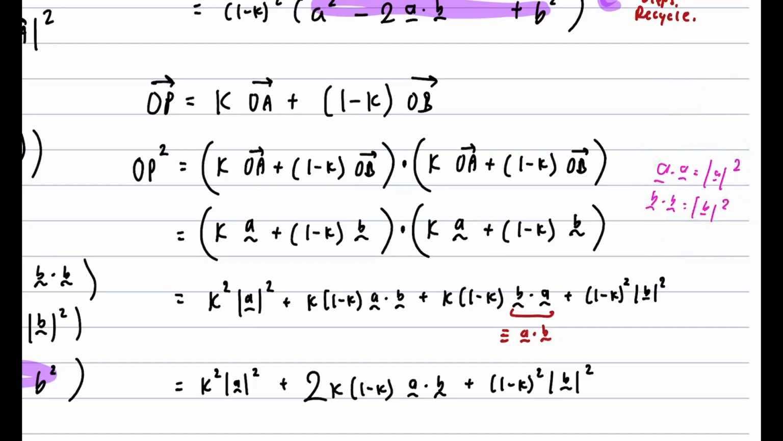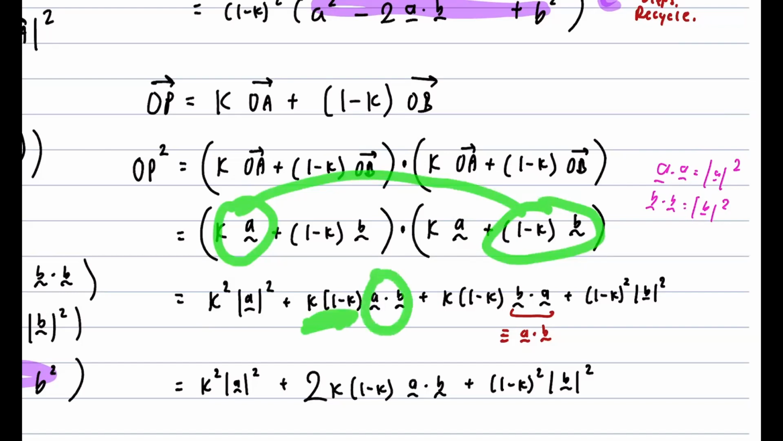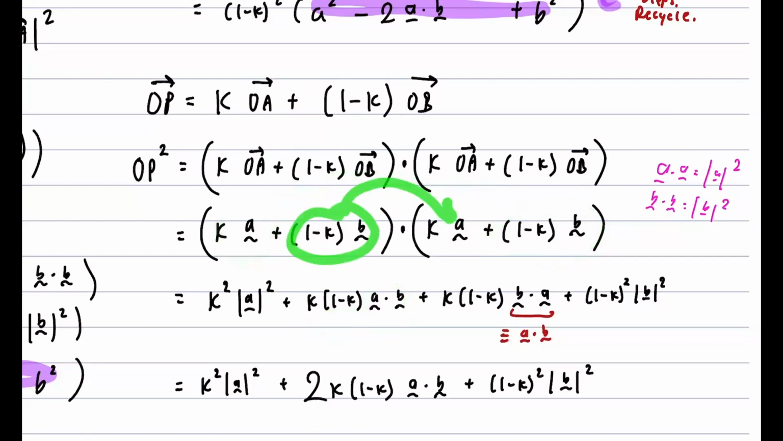Then you do the same thing. So you need to make use of those identities. Let's just expand it. KA times KA, K square modulus A square. KA times 1 minus K vector B. K times 1 minus K remains outside, A dot B. Next one, 1 minus K dot with K dot A, scalar remains there. So K times 1 minus K, don't need to expand. Then B dot with vector A. But you realize that it's equivalent to A dot B, identical.